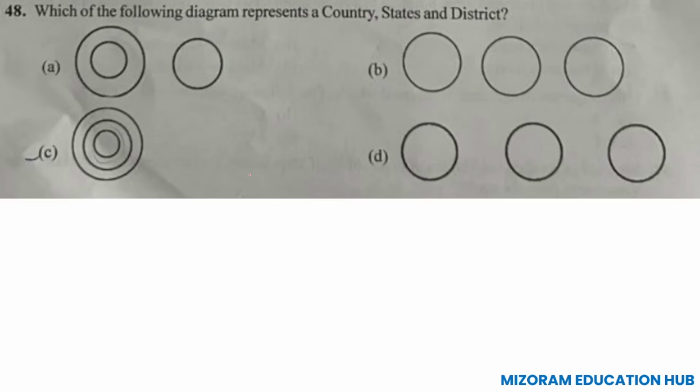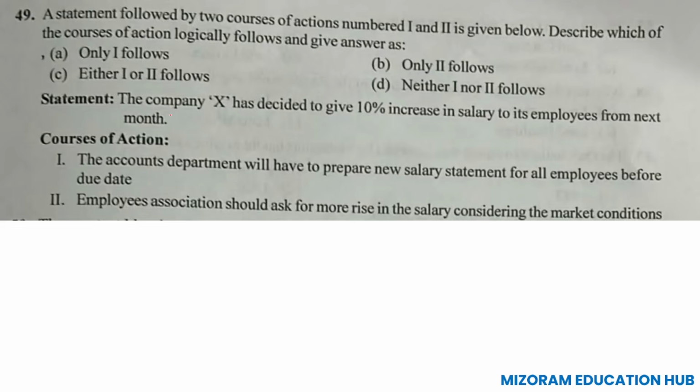Next. Which of the following diagrams represents country, state, and district? Country contains state, and state contains district. Option C is correct. Question number 49. A statement followed by two courses of action numbered 1 and 2 is given below. Decide which of the courses of action logically follows.